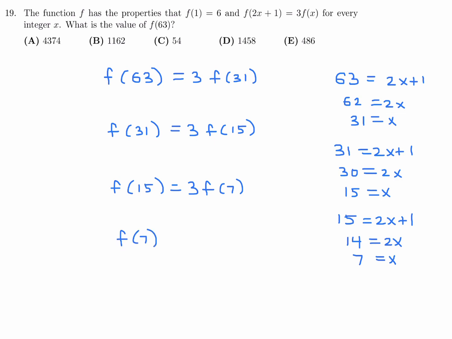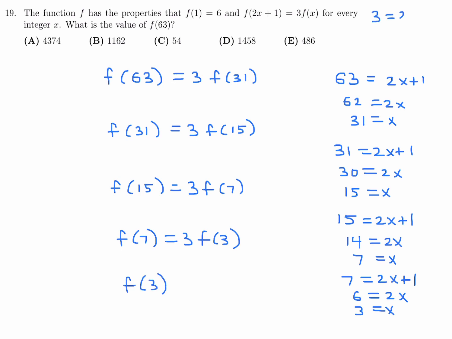Keep going. F at 7. 7 is equal to 2x plus 1. So 2x is 6. X is 3. So that is 3 times f at 3. I think we're getting close to the only thing they gave us. F at 3, well, this time I'll do it up here. 3 is equal to 2x plus 1. So 2x is 2, x is 1. So that is equal to 3 times f at 1.